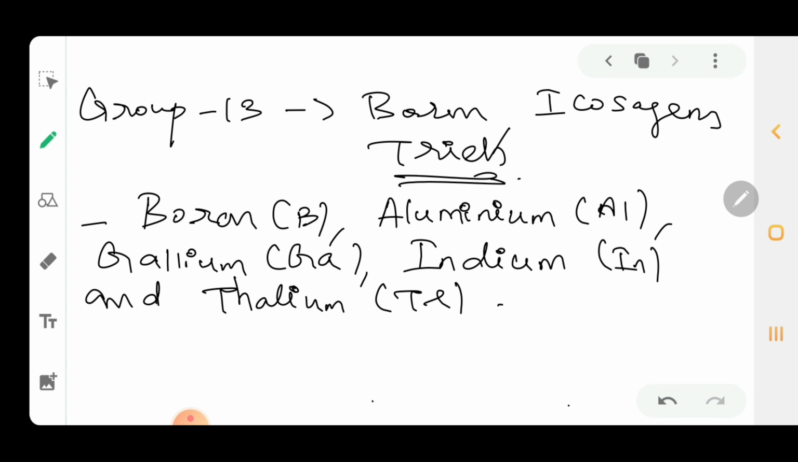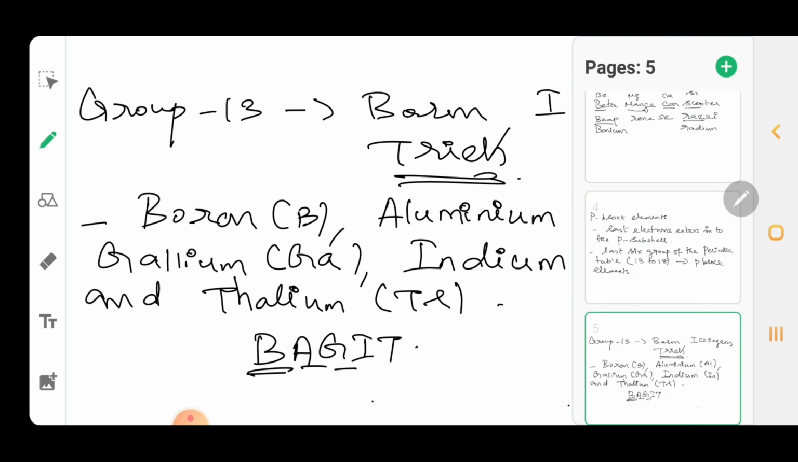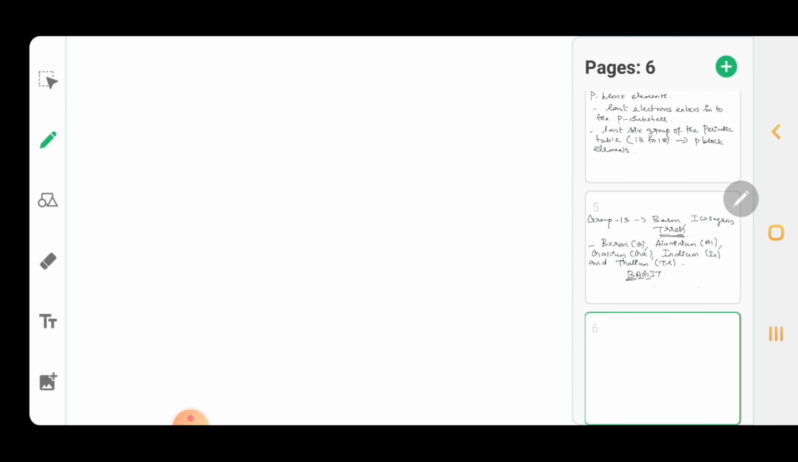Okay, now the mnemonic to remember group 13 is very simple. You just remember it as BAGIT, like baguette. B stands for boron, A stands for aluminium, G stands for gallium, I stands for indium, and T stands for thallium. Okay, now we will move to the next group, that is group number 14.